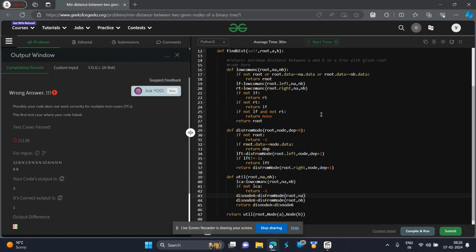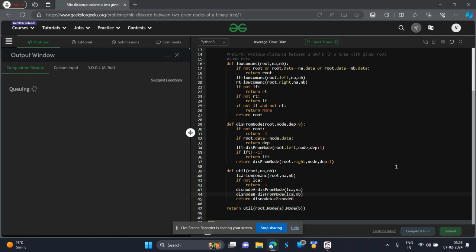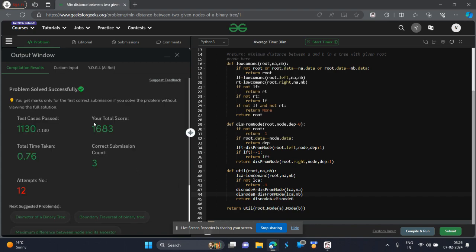Okay, so now I know what I've done, a horrific mistake. I'm saying that we need to find the distance from node A to its lowest common ancestor, and I'm passing root as the parameter, which should not be the case. It should be the lowest common ancestor. That is why we calculated it. Yeah, this time it did the job.